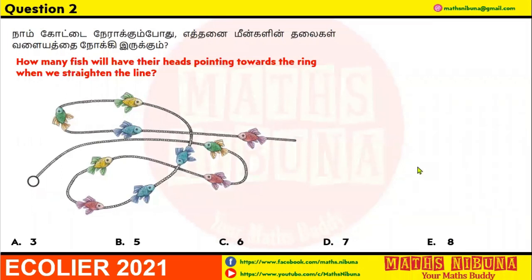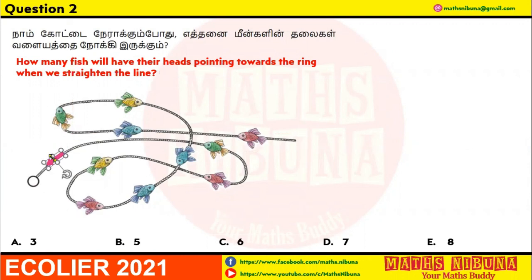Okay, question number 2. We have fishes like this. We have 1, 2, 3, 4, 5, 6, 7, 8, 9, 10 fish. The fish are moving in either this direction, right to left, or left to right. The question is how many fish have their heads pointing towards the ring. The ring is here. That means the head must be towards the ring. So the head must be like this.